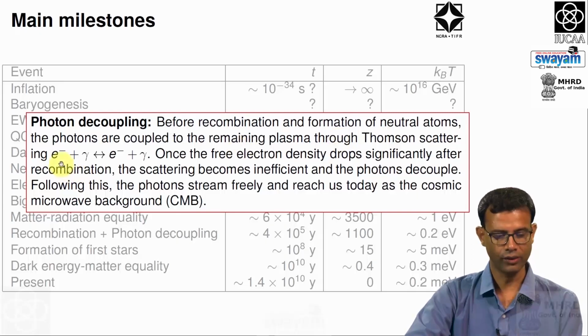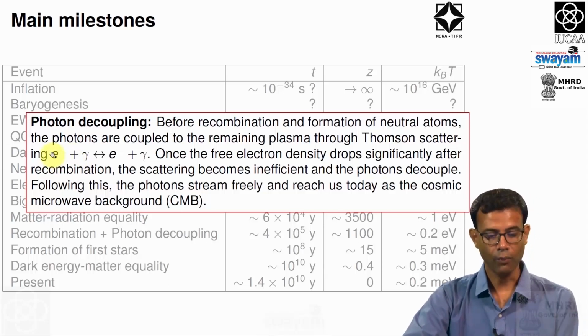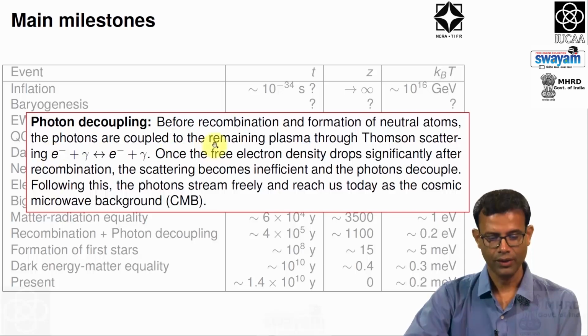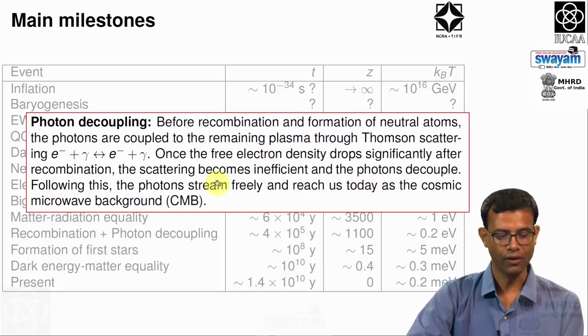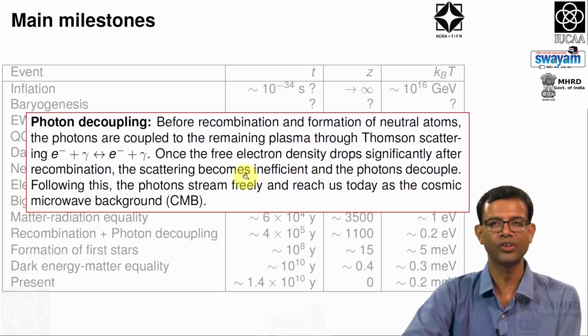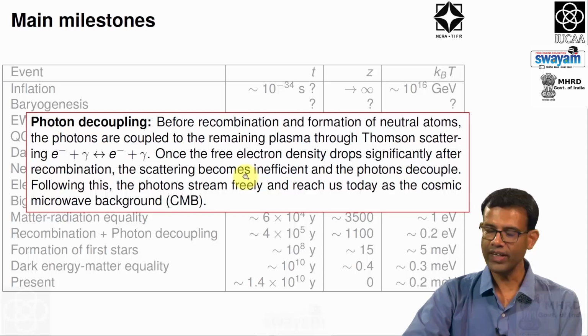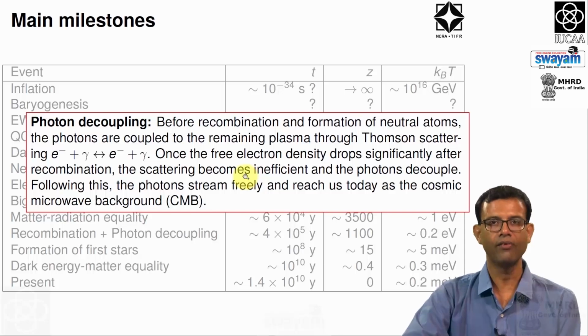Okay. So, the photons get constantly scattered off the free electrons. Now, the moment you form atoms, the free electron density drops significantly, because the electrons have all got bound to the atoms, and then the scattering process becomes inefficient. This scattering does not take place so often. Then the photons are not scattering off the electrons, so they just free stream through the universe and they are everywhere.